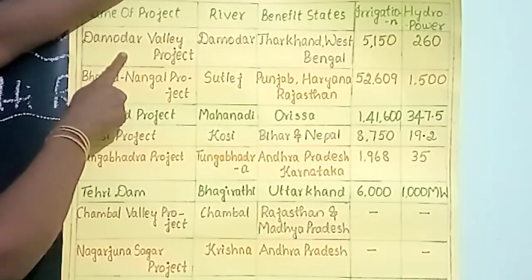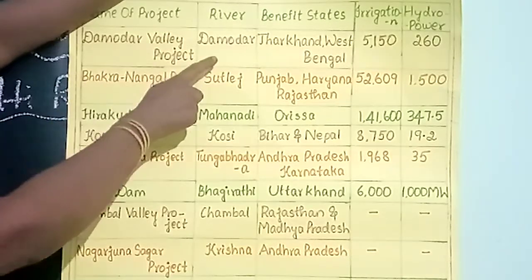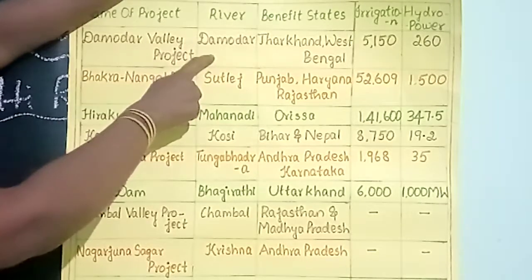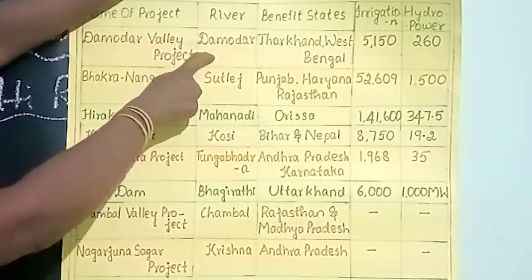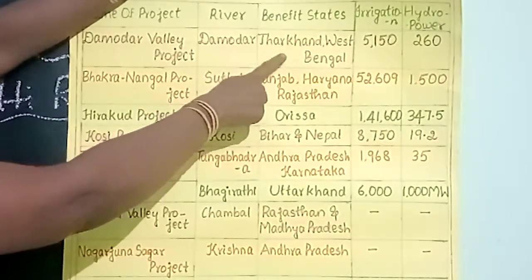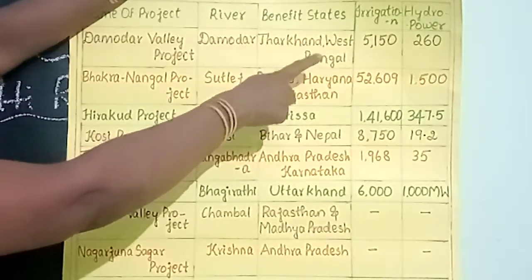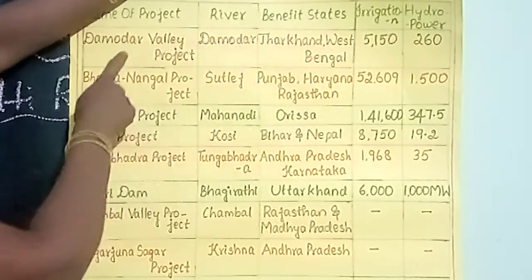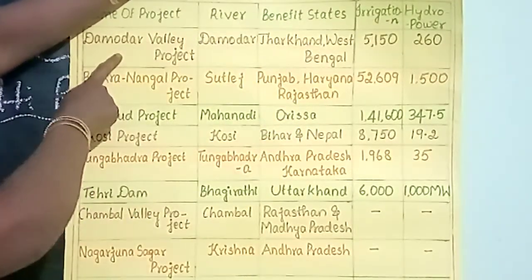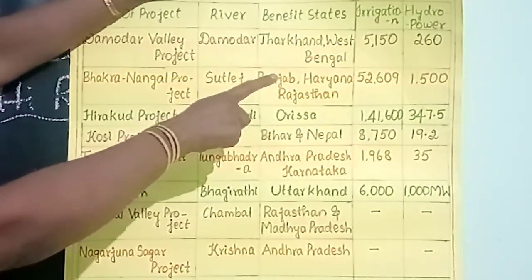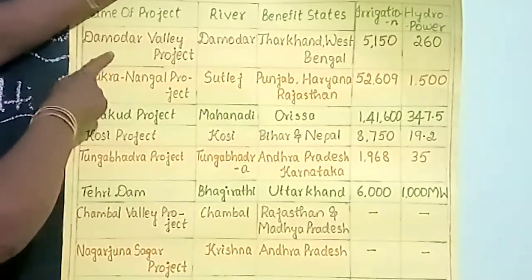This dam is constructed across the river Damodar. The benefited states are Jharkhand, West Bengal, and others. 5,150 square kilometers of area are irrigated through this dam, and 260 megawatts of electricity are produced.